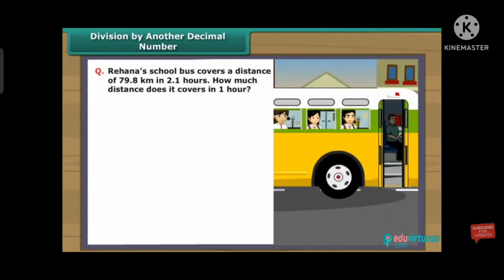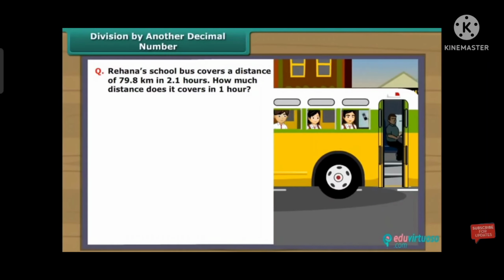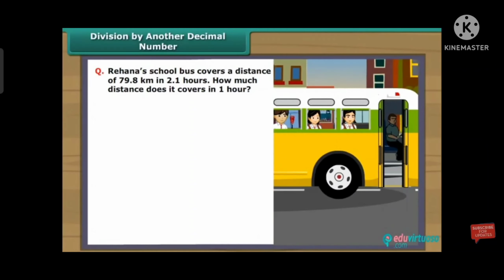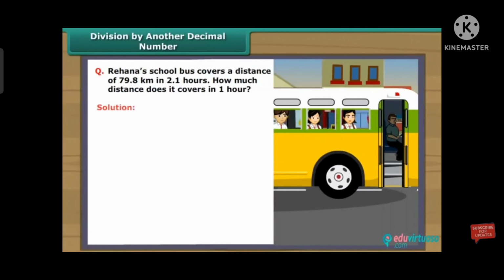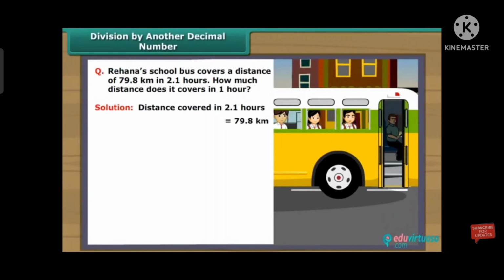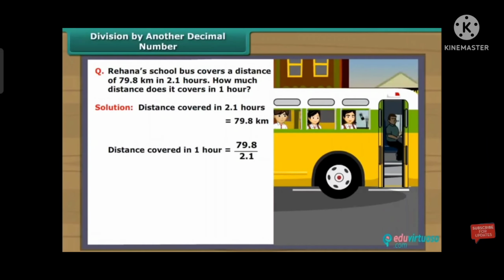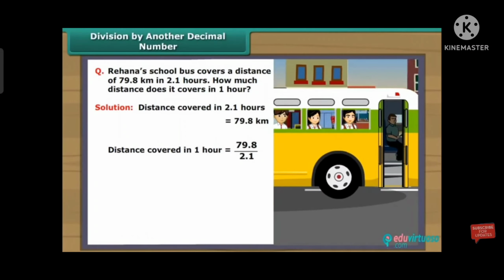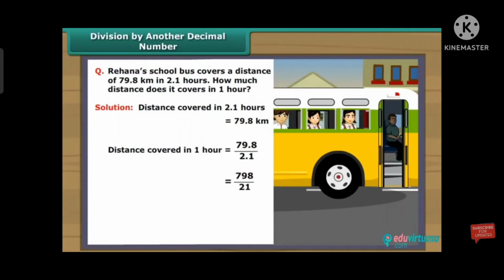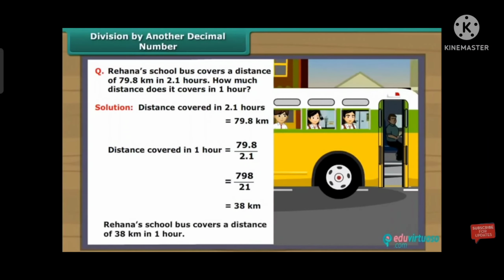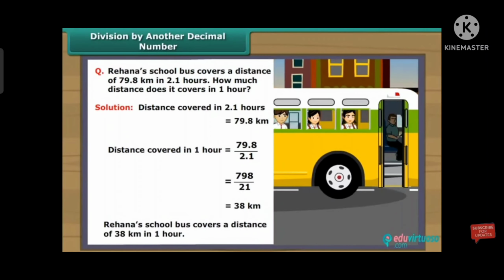Let us practice a question based on this. Rehana's school bus covers a distance of 79.8 kilometers in 2.1 hours. How much distance does it cover in 1 hour? We know that the distance covered by bus in 2.1 hours is 79.8 kilometers. So, the distance covered by bus in 1 hour will be equal to 79.8 divided by 2.1. It can be written as 798 divided by 21, which gives 38 kilometers. Hence, Rehana's school bus covers a distance of 38 kilometers in 1 hour.